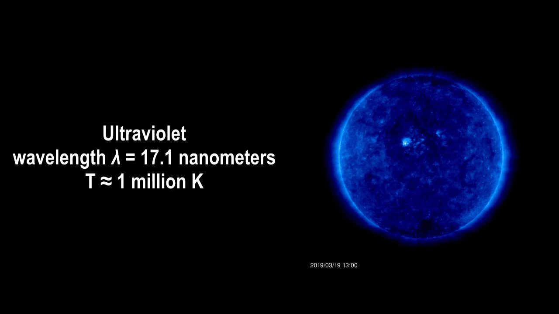Now, what is a nanometer? That's a billionth of a meter, 10 to the minus 9 meters. Okay, and that's a really short wavelength, and that corresponds to ultraviolet. Now, this is a false color. The sun doesn't look this color.